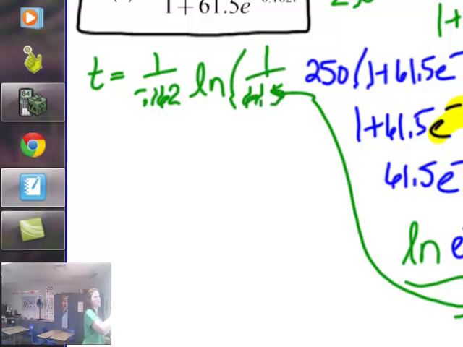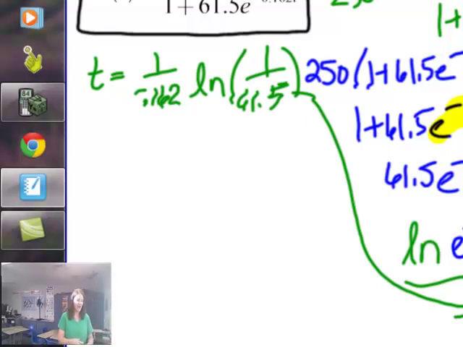61.5. The board doesn't really like me on this left side over here. Go ahead and make that a little prettier if I can. 61.5. Okay, that's as good as it gets. I did isolate the t.